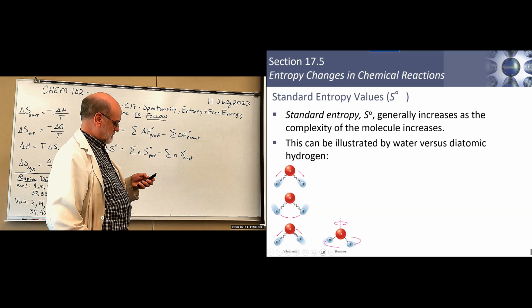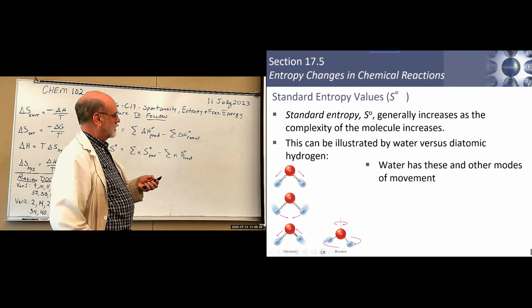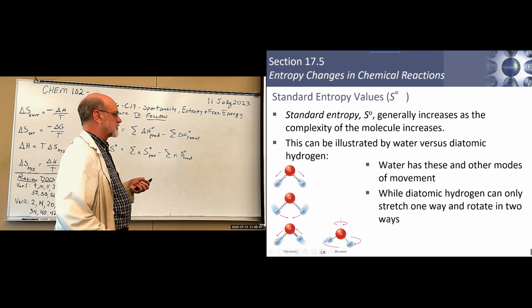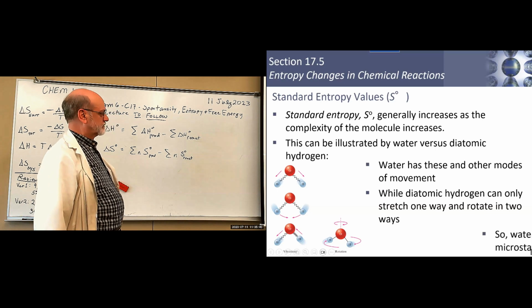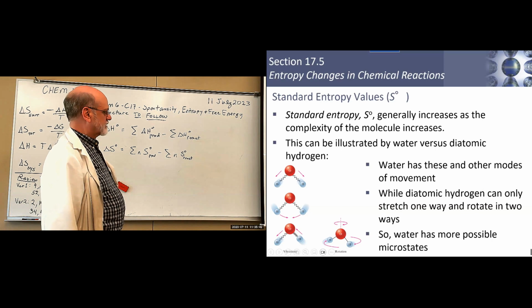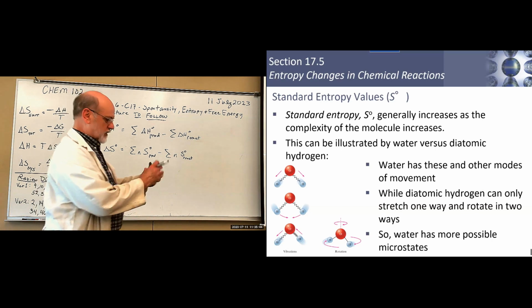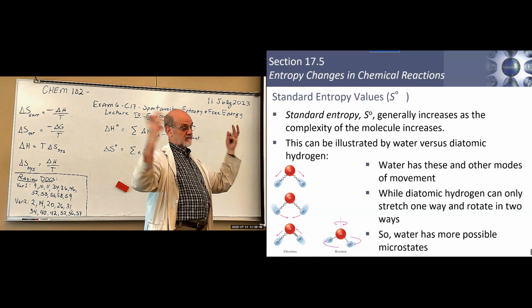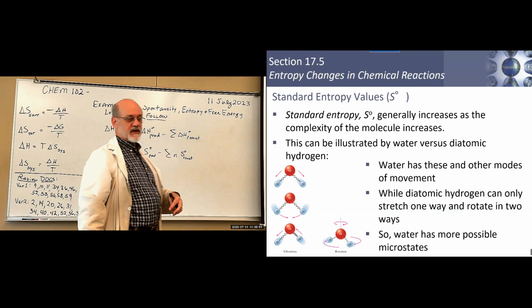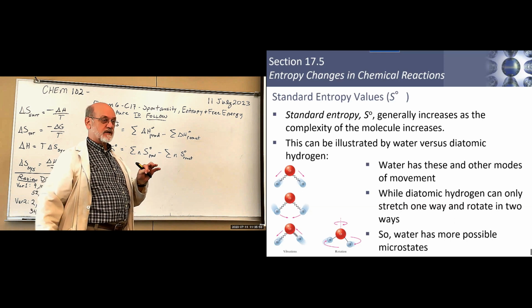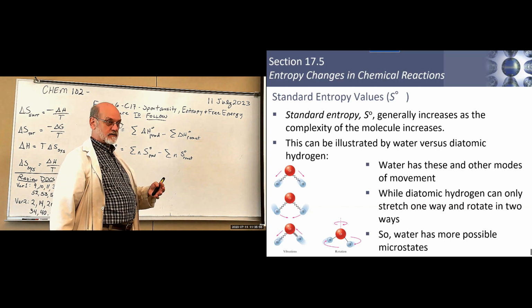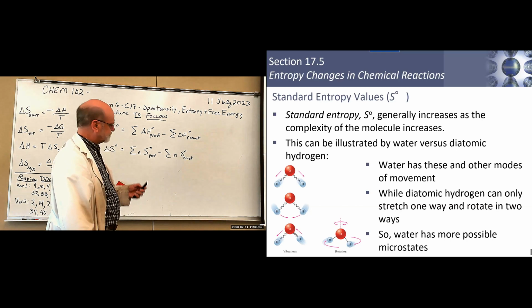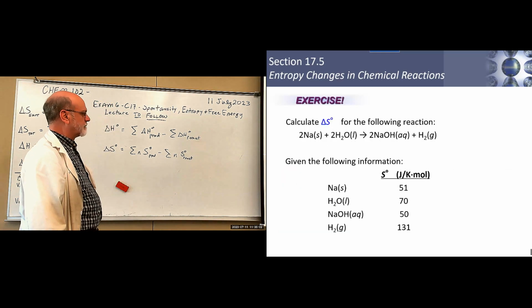But for hydrogen, diatomic hydrogen can only stretch and rotate. So you have 2 hydrogen atoms and they could either do this or they could do that. That's it. So their entropy value for diatomic hydrogen should be a lesser value than for water. Okay.